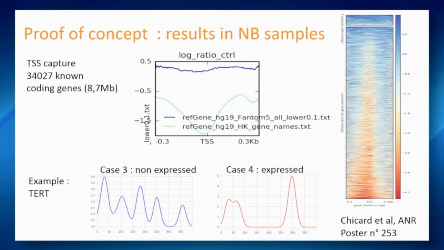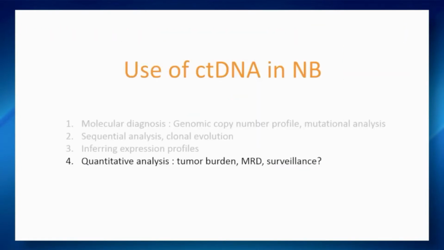And this is an example looking at TERT. And we have one case where we get this kind of curve where we infer that in this case TERT is not expressed, versus another case with TERT expression. So we think that this data will be complementary to the DNA analysis that can be done.